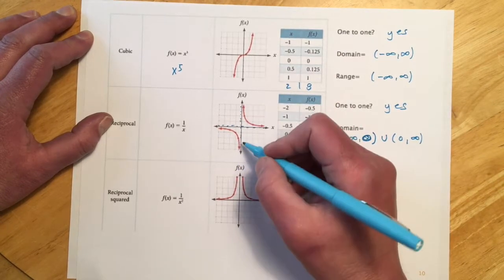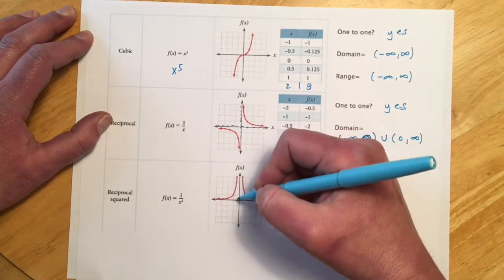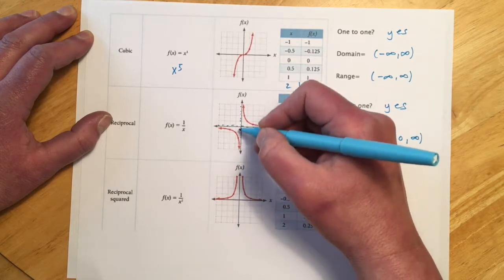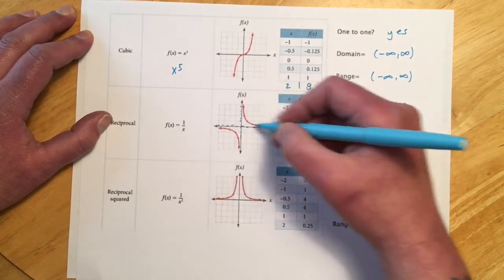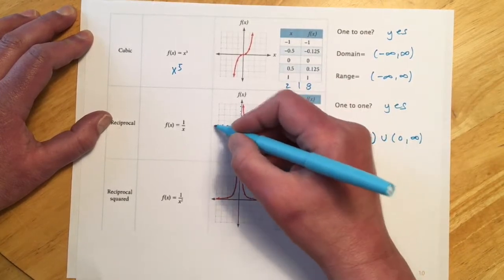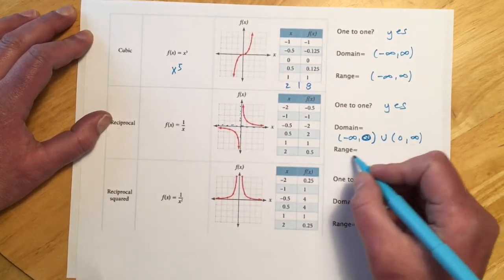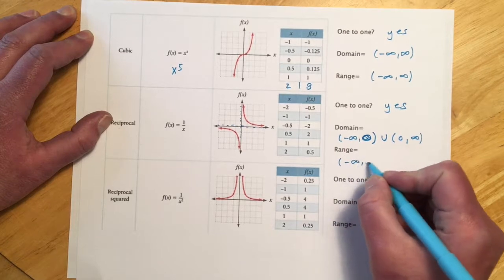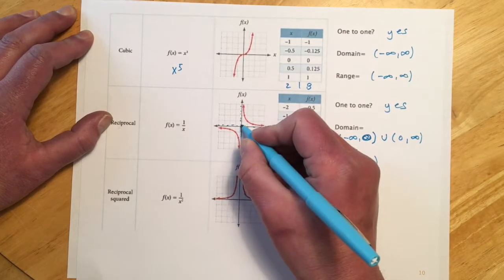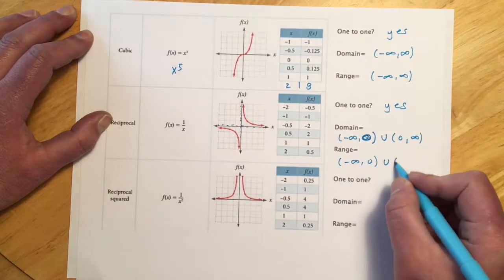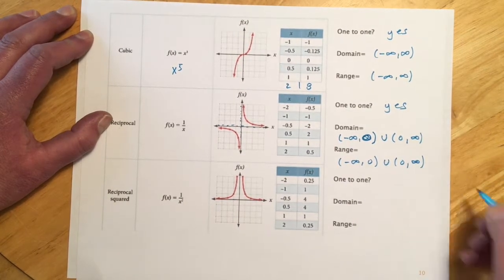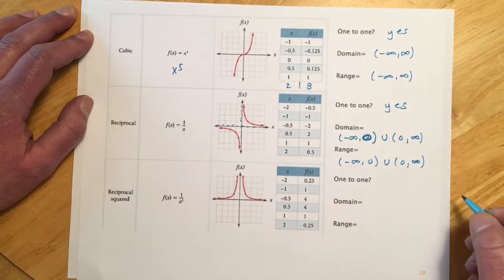And then the range is going to do the same thing. It's going to go all the way down, it's going to come up, but not reach y equals 0 because of this asymptote happening. So this is going to go from negative infinity up to 0. And then after 0, it picks back up and goes forever up. So that's going to be union 0 to infinity again.